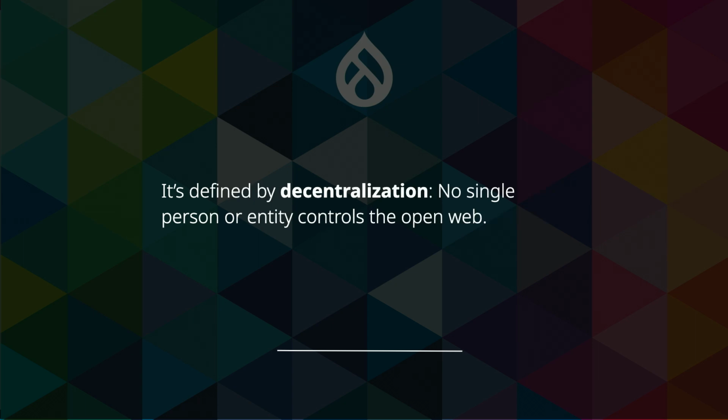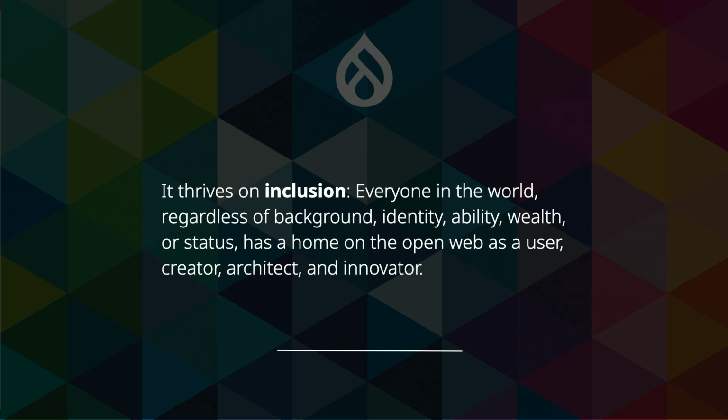It is defined by decentralization. No single person or entity should control the open web. And again, arguably, there is de facto single entity control of large parts of the current web, which means that in order to achieve this, we have to figure out how to break some of these patterns. It thrives on inclusion. Everyone in the world, regardless of background, identity, ability, wealth, or status, has a home on the open web as a user, creator, architect, and innovator. Diversity is fundamental to creating this open web.